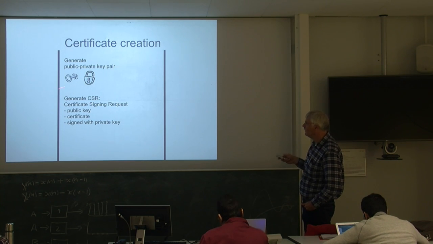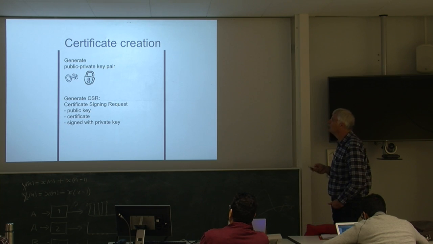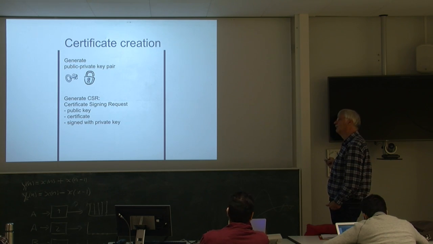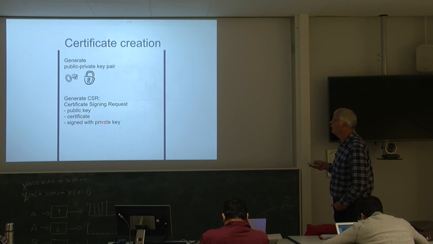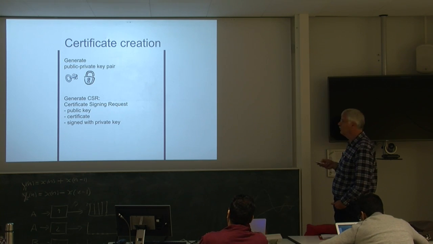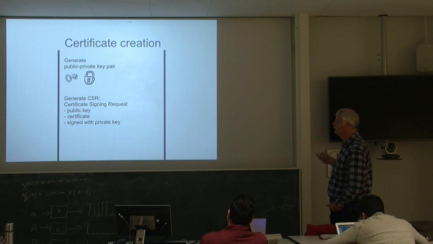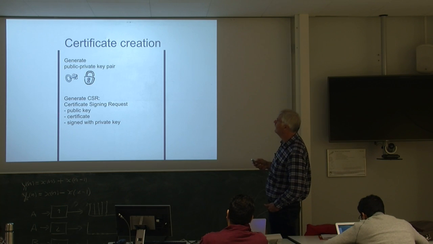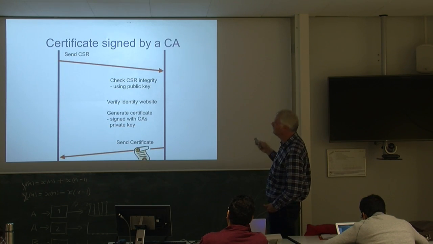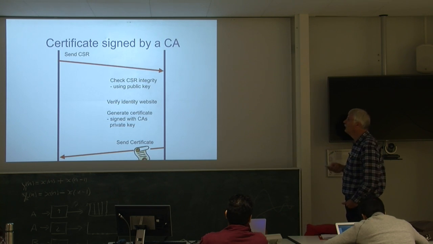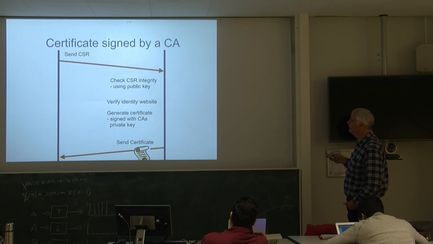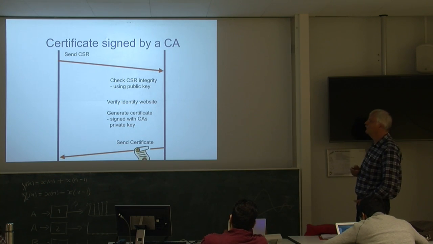Okay, so you have this, then you generate a certificate signing request, in which you have your public key readable, and you sign it using your private key. Then you have to submit it to a certificate authority. There are many certificate authorities. They check the integrity of it. They verify the website that you want to authenticate. I come to that a little bit later, how they do that. And then they generate a certificate signed with the CA's private key, and they send it to you, and then basically you're ready to use it in your communication.